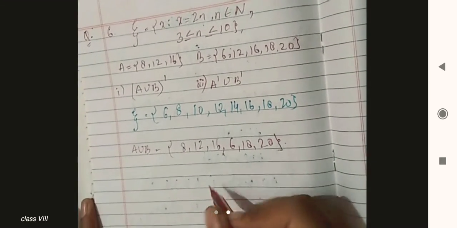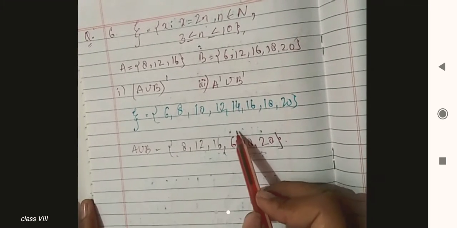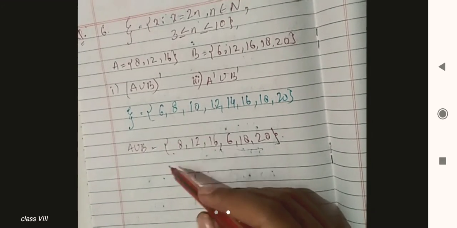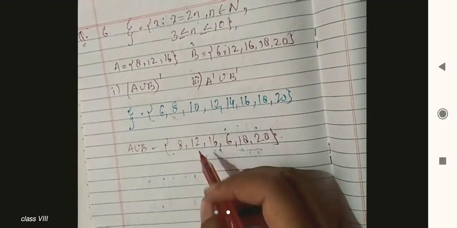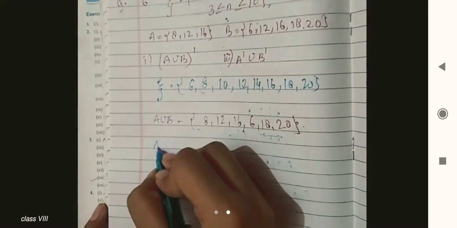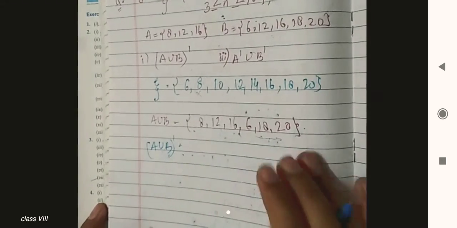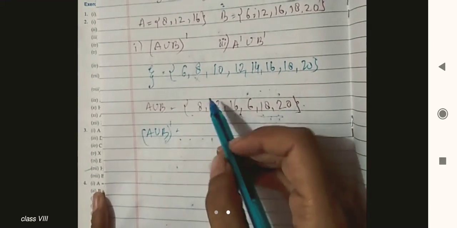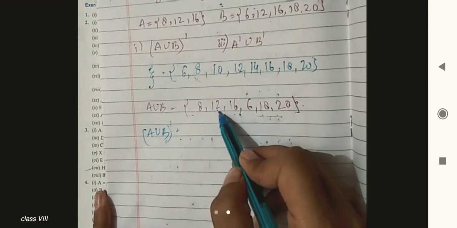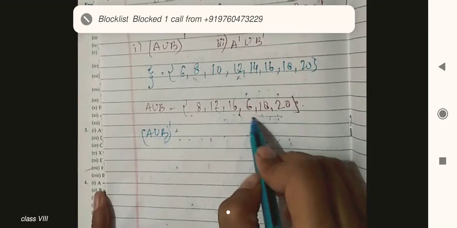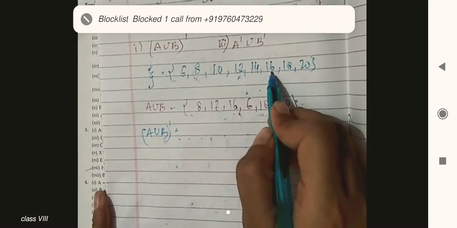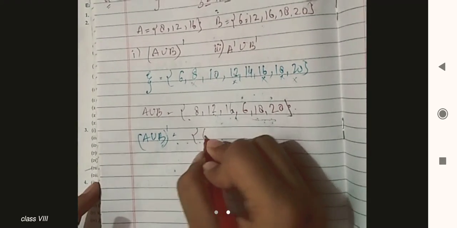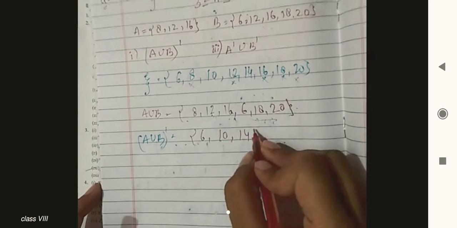Now complement means what? Except these elements, but we should know the universal set to which we will compare. So we will compare with the universal set. 8 is there, so we will not write it in the complement. A union B dash means what? All elements except A union B. So 8 is there, 10 is not there. 12 is there, so we will not write 12. 14 is not there. 16 is there, 18 is also there, and 20 is also there. So what numbers are left? Only 6, 10, 14. These numbers you will write.